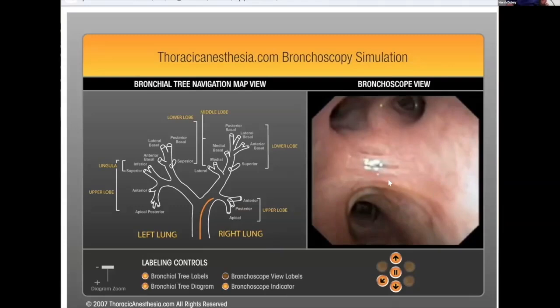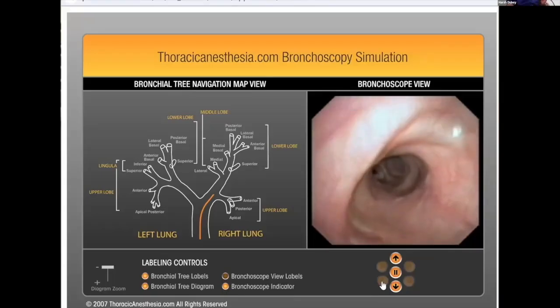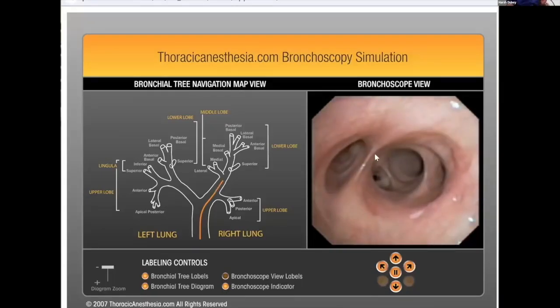Now, this is the first carina that we see in the right main bronchus, and it demarcates the division between the bronchus intermedius, which is just here, and the right upper lobe. Just keep in mind the relative location of that right upper lobe takeoff as we go down into the bronchus intermedius. Now, this here is another carina. So this essentially divides your right middle lobe and your right lower lobe.